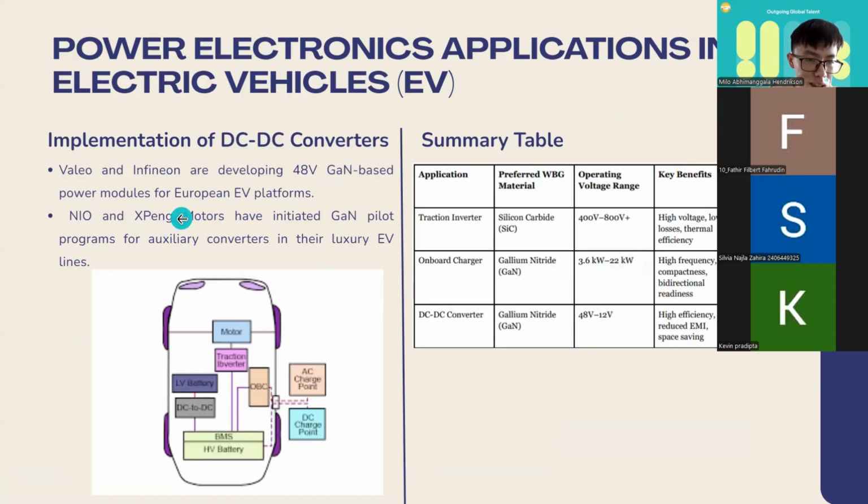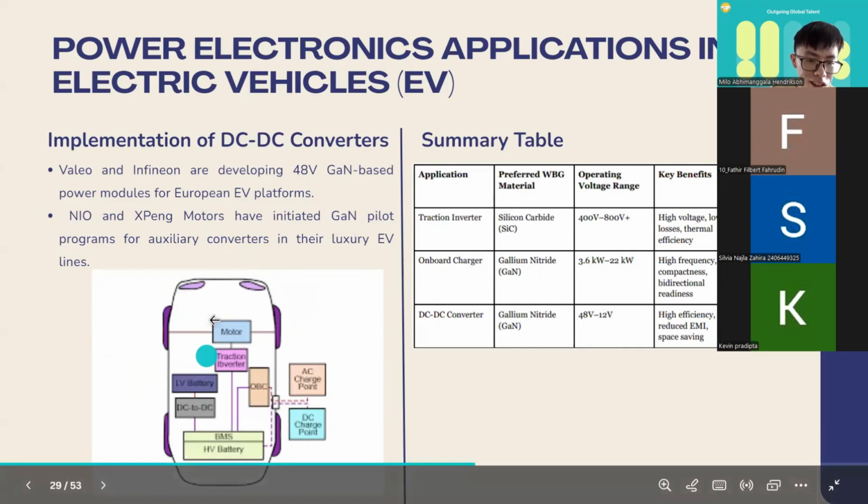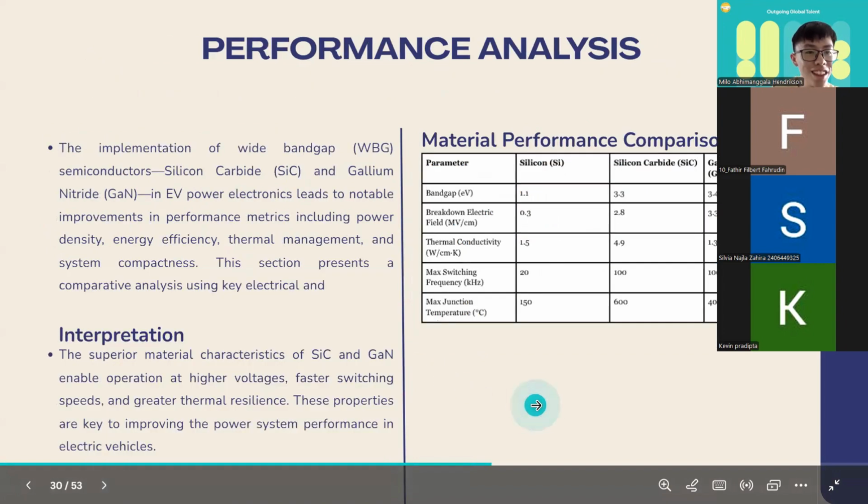And lastly, the implementation of DC converters in real life is by companies such as Valeo and Infineon that are developing for the power modules. We have NIO and XPeng Motors who have initiated gallium nitride pilot programs. And here is an illustration of the DC-DC converter in the EV. And here is the summary table of the applications that we have just discussed.